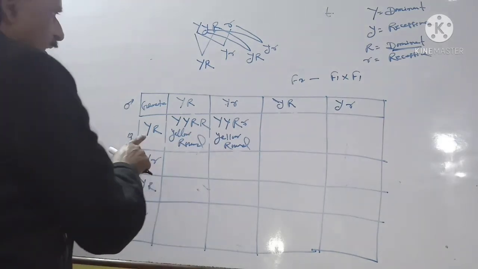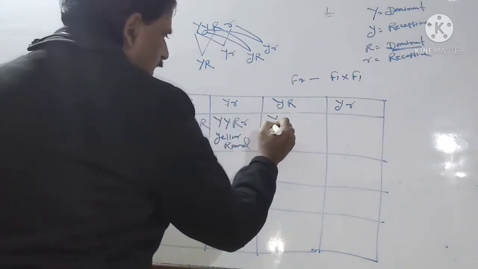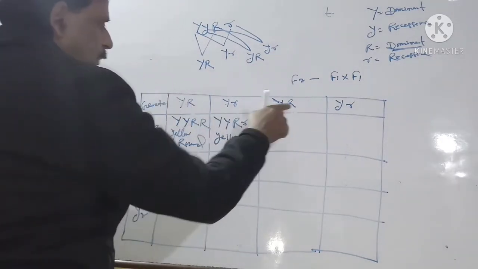Next is capital Y, small y, capital R, capital R.